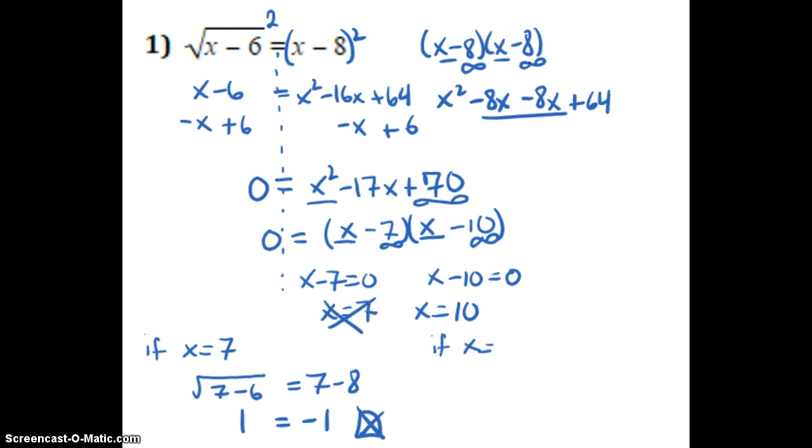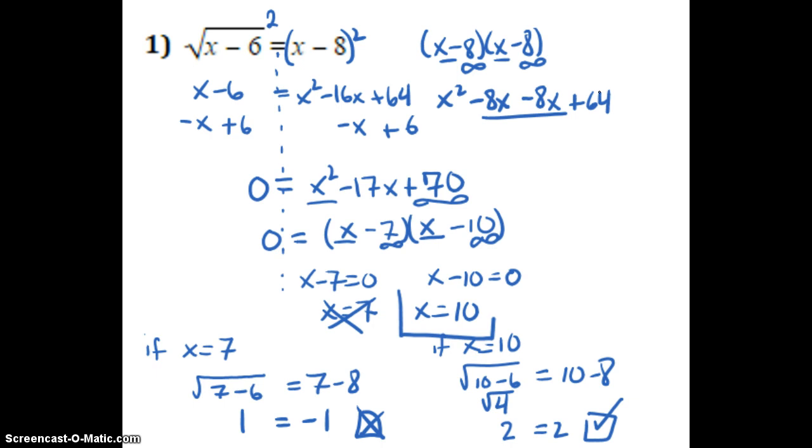If x equals 10, we're going to get the square root of 10 minus 6 equals 10 minus 8. This side becomes the square root of 4. That's equal to 2. This side also is 2. That's totally true. So this is my only answer.